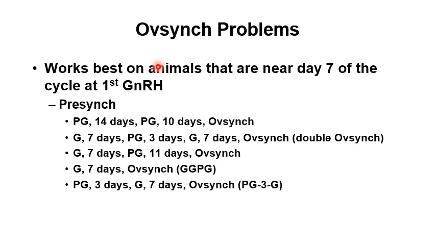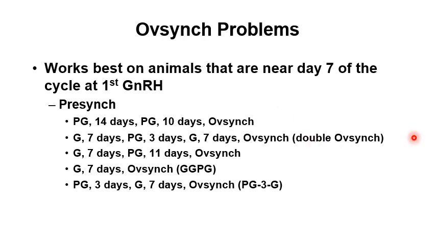The OvSynch protocol will only work best on animals near day 7 of the estrous cycle at first GnRH injection. It should be done when the follicular wave is high enough to respond to GnRH and induce ovulation. So the dominant follicle should be present when we are going to inject the first GnRH for the OvSynch protocol.